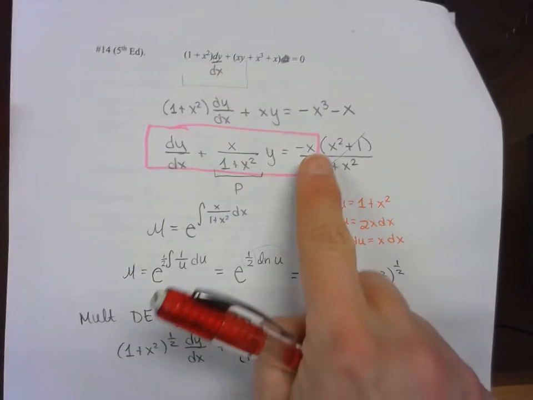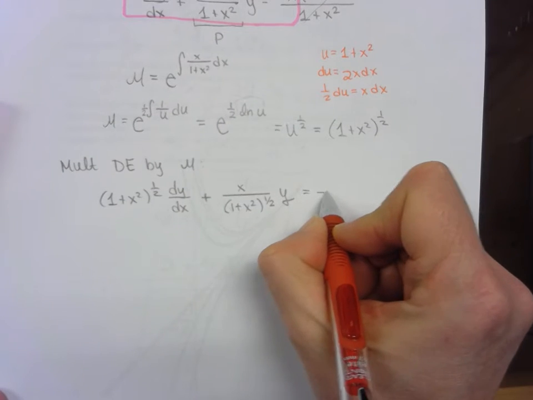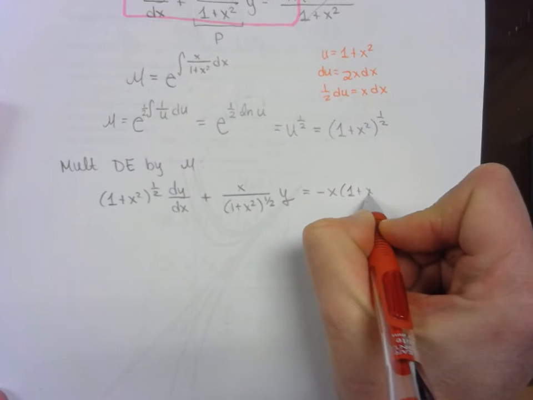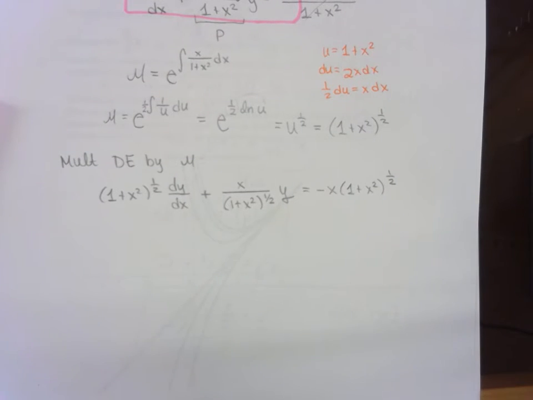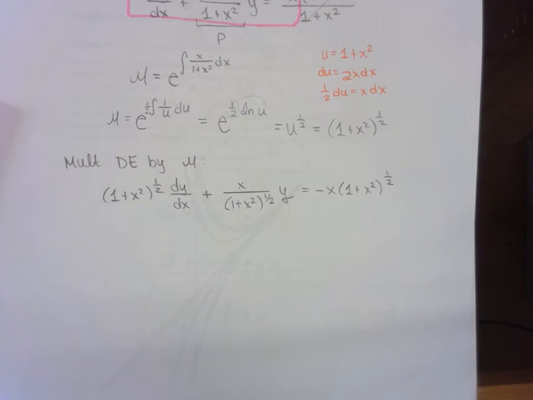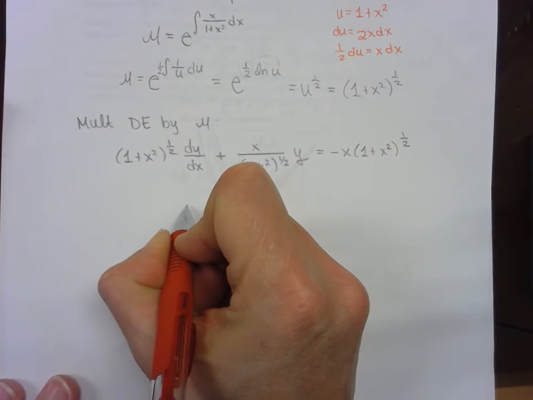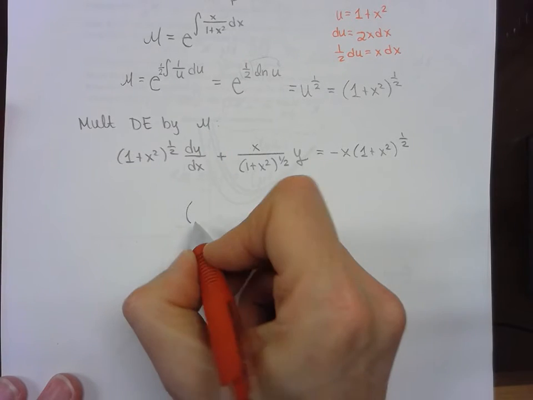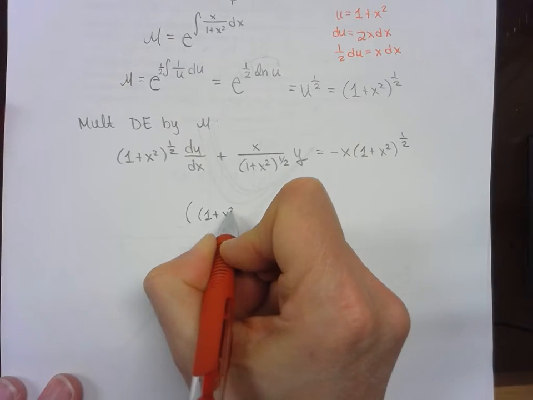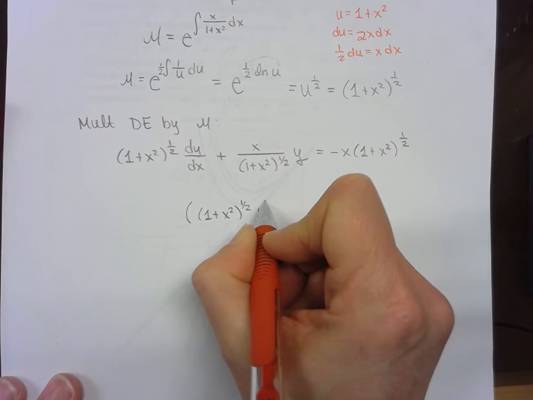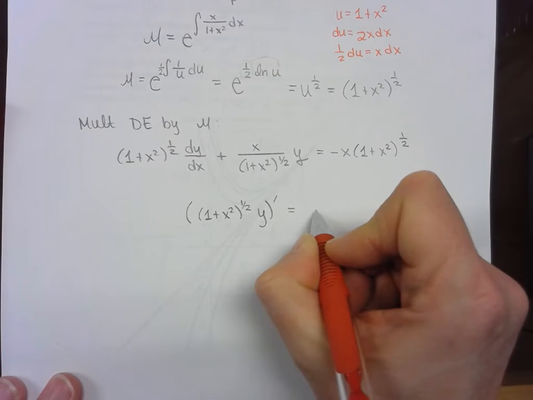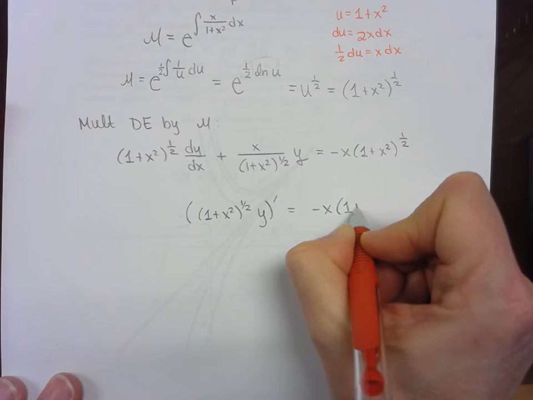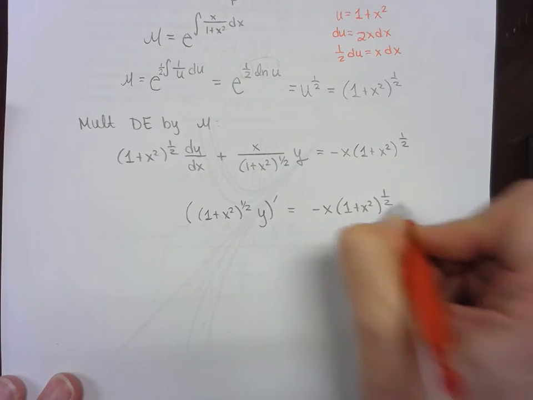And then equals negative x times 1 plus x squared to the 1/2. Now remember, after we've multiplied both sides by mu, we should have the product rule on the left-hand side. So this should be mu y, whole thing prime. Mu is 1 plus x squared to the 1/2, times y, prime. I'm going to check before I go on, but that should be the case.